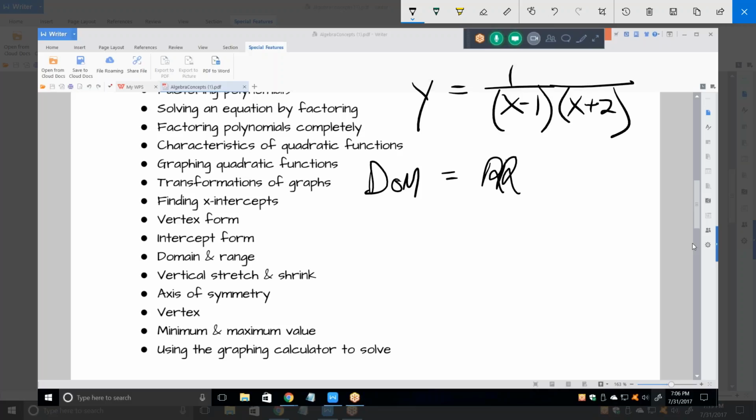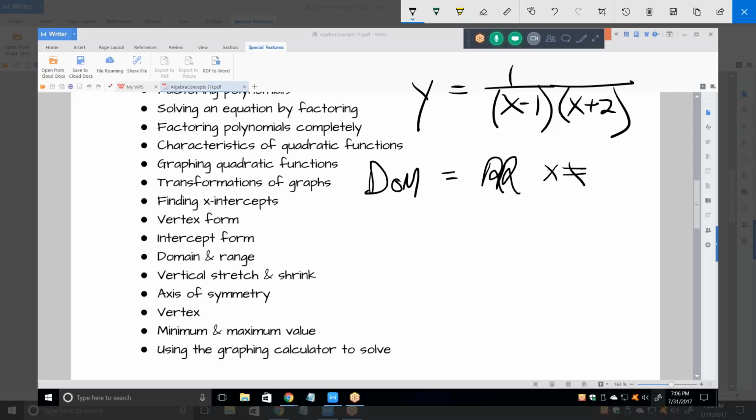I'm going to give you a hint. There are two values of x that would cause that denominator to be 0. Notice that if either of these is 0, then the entire denominator is going to be 0, because 0 times anything is 0. So I got two values that x can't be. What are they?